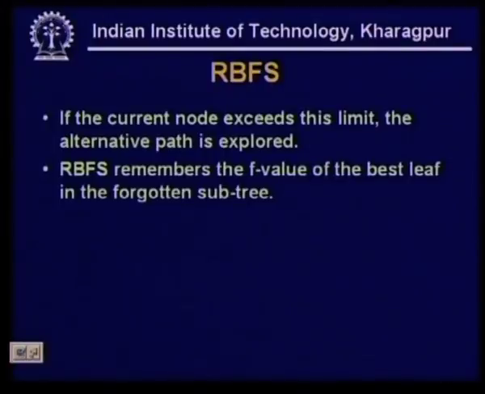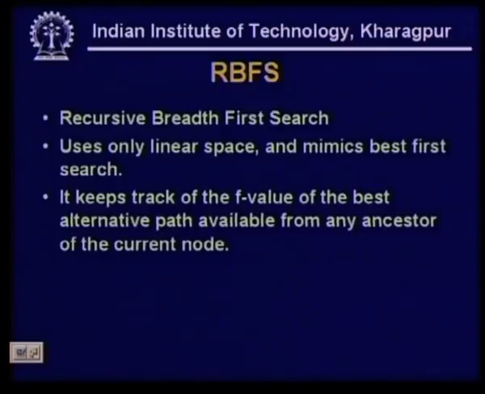At a particular node we have a current F value, and we also know the second best F value based on what we had expanded earlier. When the current F value exceeds this alternate F value, then RBFS will explore this alternate path. So, we will not discuss the algorithm in detail.